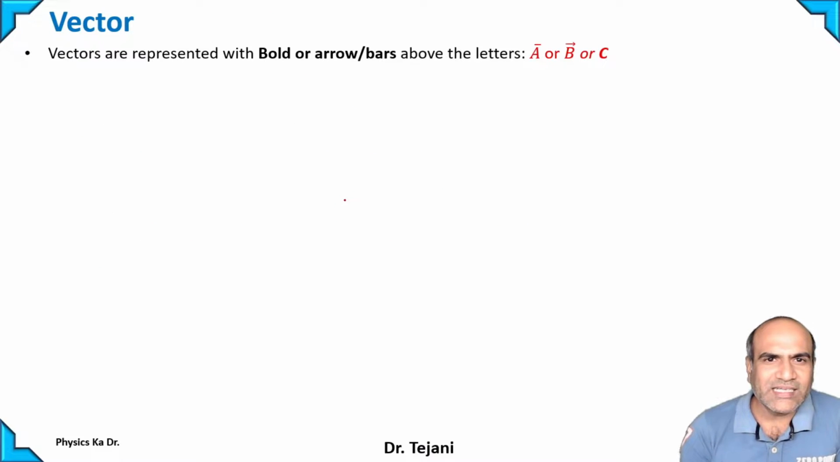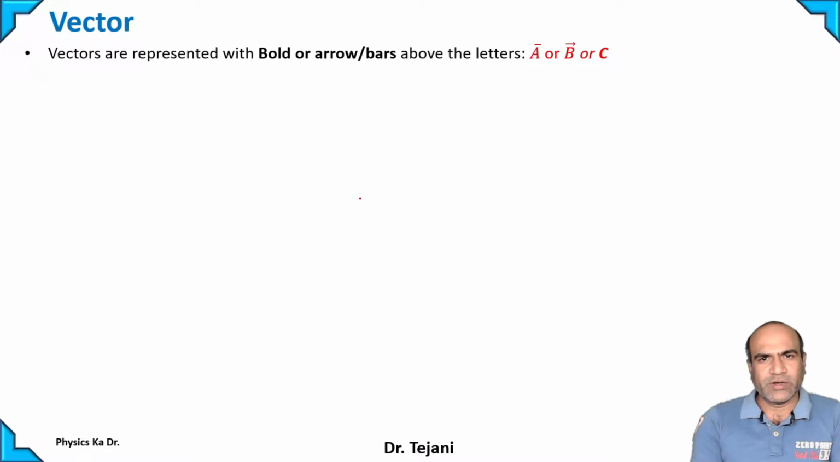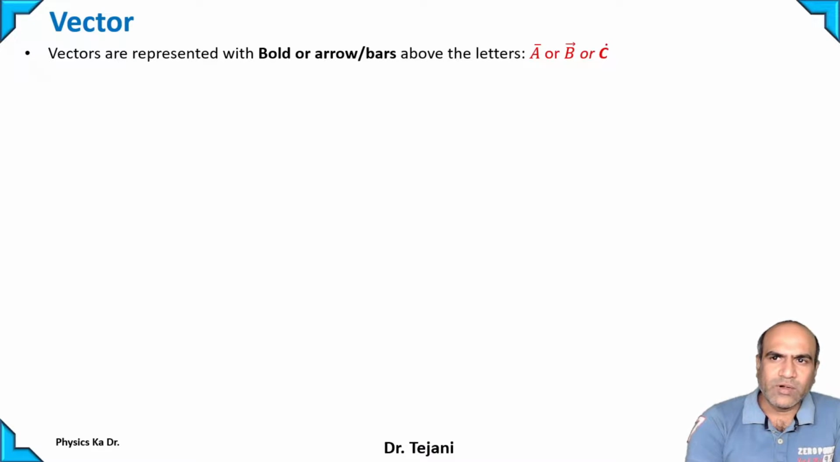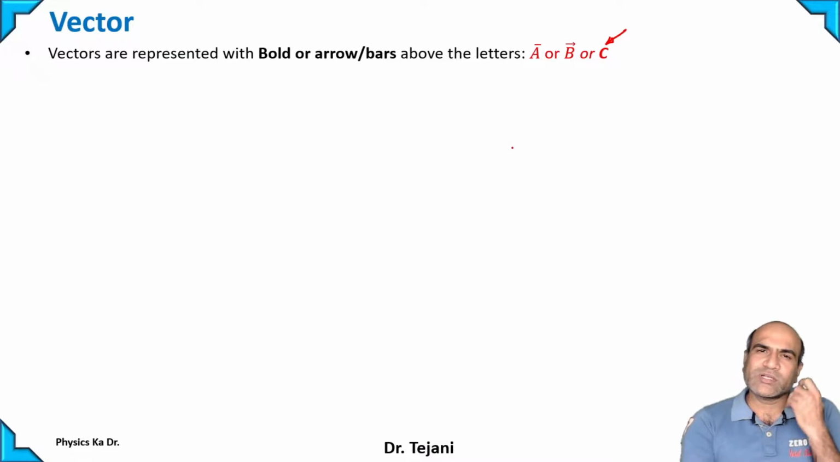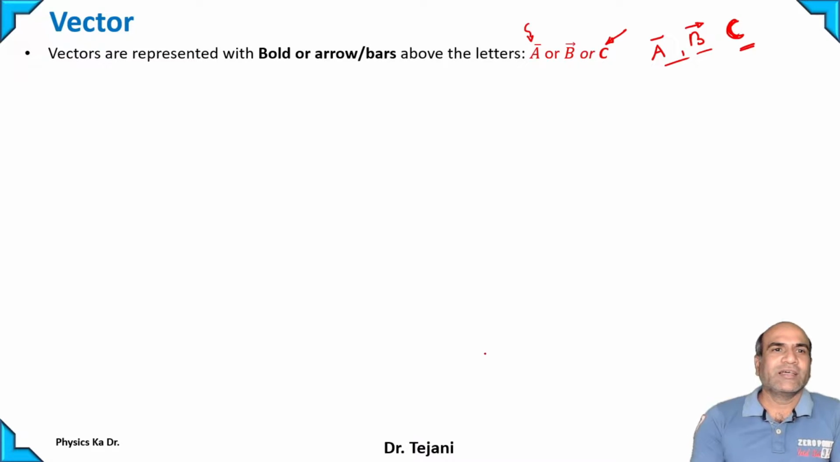Now let us start. What is a vector? Vectors are represented with a bold letter or an arrow or bar. In the textbook, you can see vectors are written with a bold letter. It can be a capital letter or a small letter, it is okay. Above it you can have A with a bar, or B with an arrow, or a dark bold letter. So these three are used to represent a vector, which means it has magnitude as well as some direction.